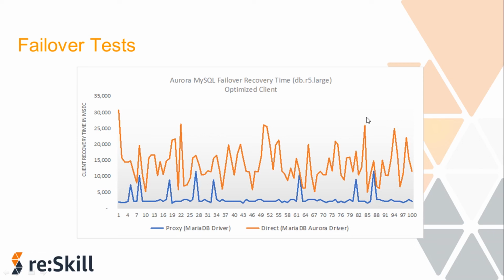The result you can see here, with the well-tuned MariaDB client that we have just set up in the EC2, is an average failover time of 2.9 seconds when using RDS proxy and 13.8 seconds for direct connections, which is almost a 79% improvement with the RDS proxy. So that's the difference between a direct connection and using an RDS proxy to connect to the database.